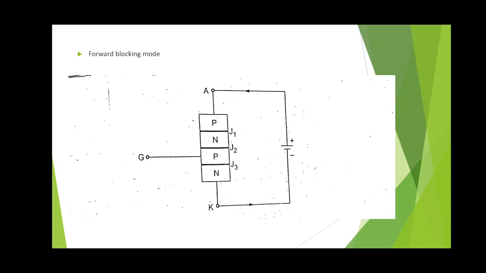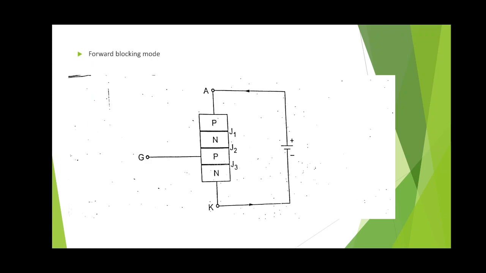J2 will not allow current to flow, but a very small current flows from anode to cathode. This current is called the forward leakage current. A very low current will flow from anode to cathode, and that current we call the forward leakage current, which we have indicated in the VI characteristic. This current is of the order of a few milliamperes.